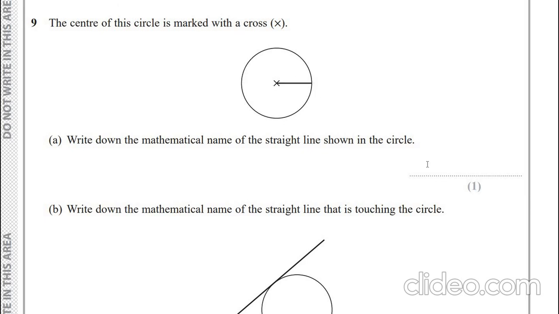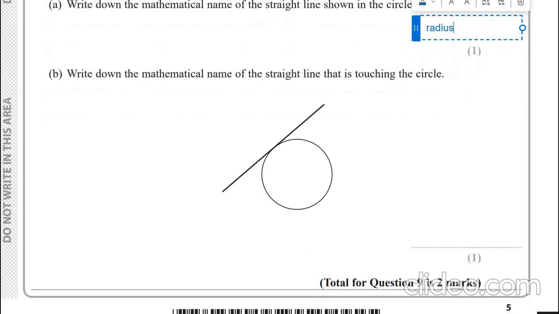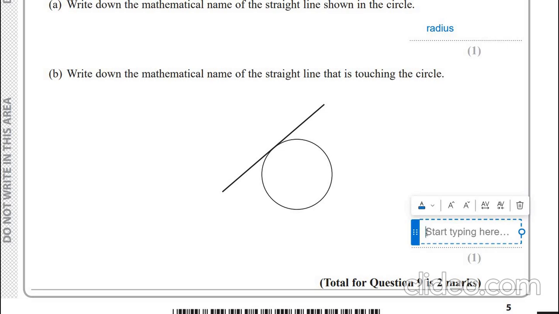This is radius. It's a line from the center to the circumference. That is obviously a radius. And this, just touching the circle on the circumference, is tangent.